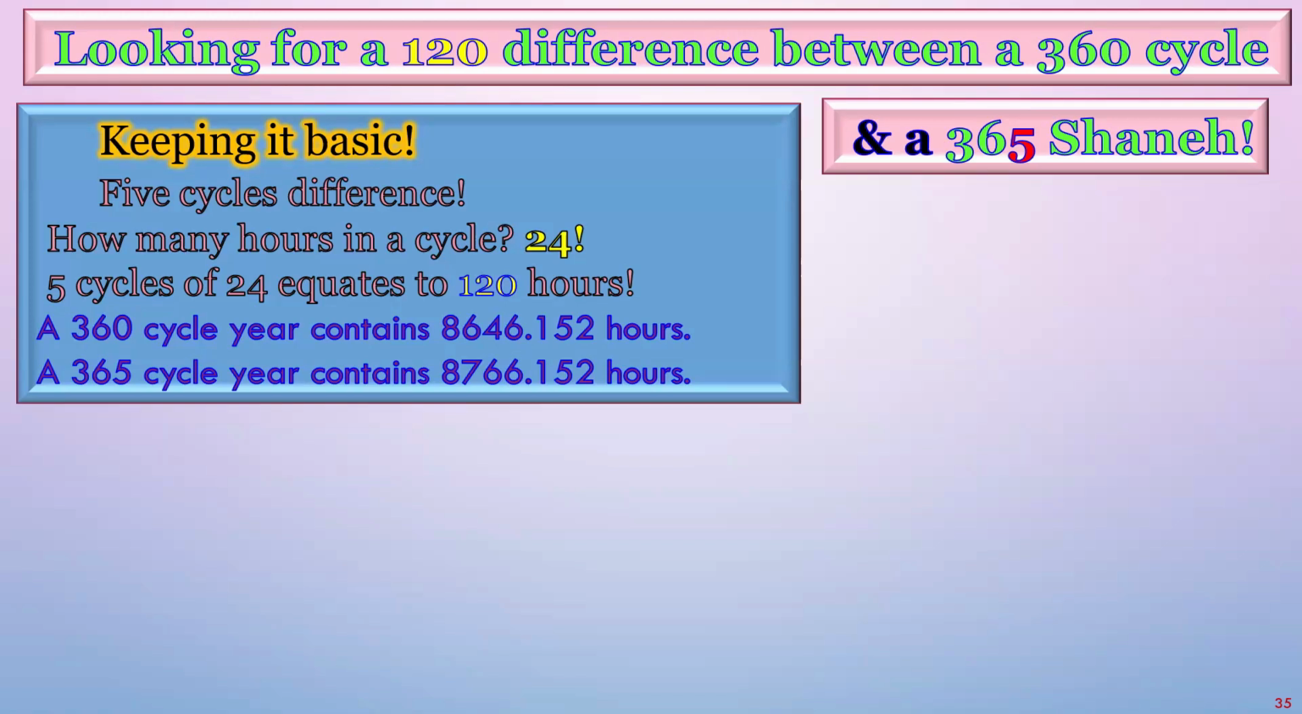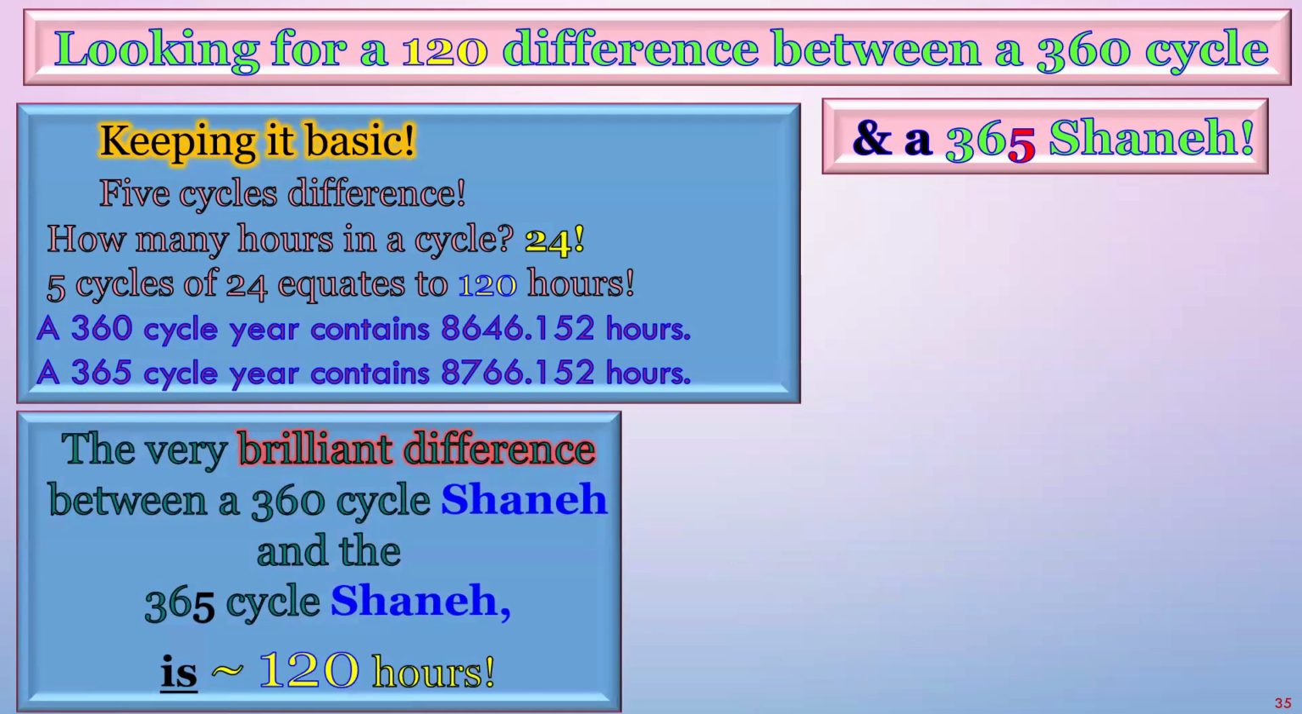Let's keep it basic. 5 cycles different. How many hours in a cycle? 24. 5 cycles of 24 equates to 120 hours. A 360 cycle year contains 8,646.152 hours. A 365 cycle year contains 8,766.152 hours. A 120-hour difference. The very brilliant difference between a 360 cycle Shana and the 365 cycle Shana is 120 hours.